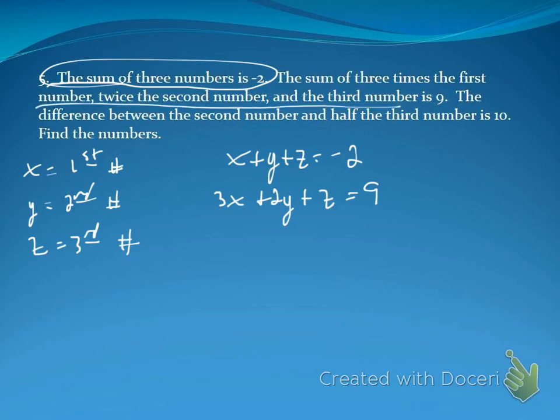The last sentence gives you your last equation. The difference, now we're going to subtract, between the second number, which is Y, and half the third. So Z over 2, or 0.5Z, that difference is going to be 10.